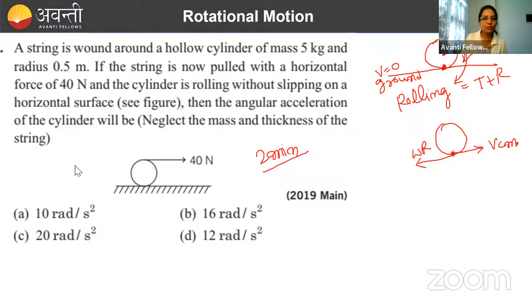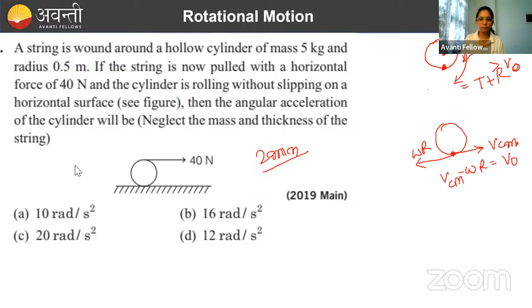And if it is rolling on a surface which is already moving in the forward direction with velocity v naught, suppose, then v_cm minus omega r should be equal to v naught. So all these things you must have studied, right? Just a recap. Now do this question. I just want you to know the basic. Basic is very important now.